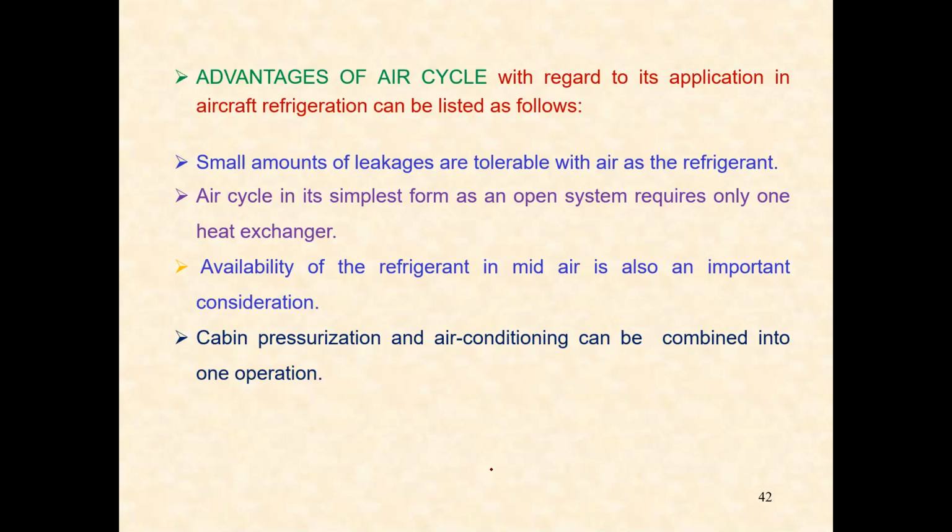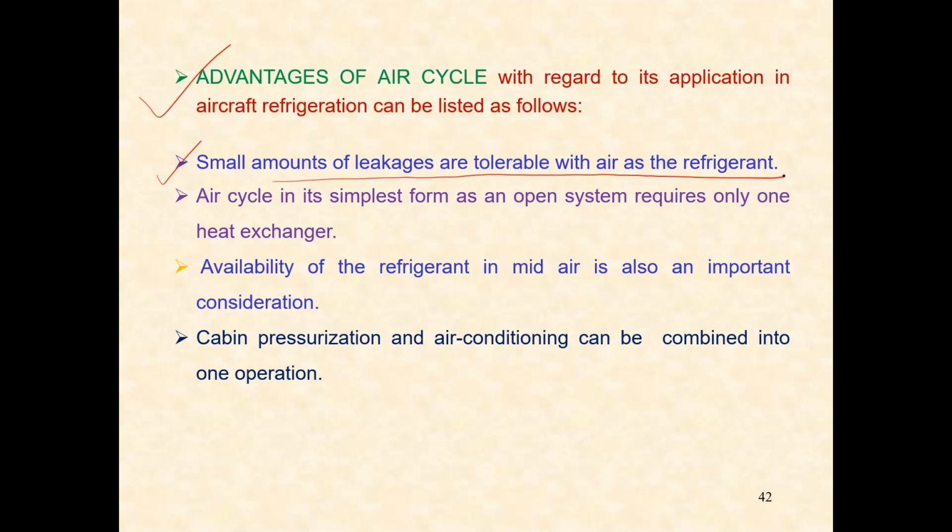Advantages of the air cycle with regard to its application in aircraft refrigeration are as follows. Number one, small amounts of leakage are tolerable with air as a refrigerant. Now, I would like to tell you, if we were using a vapor compression system, what would happen in that case? Suppose the refrigerant leaks from the system in mid-air. Then there won't be any air conditioning in the aircraft, so the temperature inside the cabin will increase a lot. There won't be any cooling of the electronic equipment, they may malfunction, and the people sitting inside the cabin will also not feel comfortable.